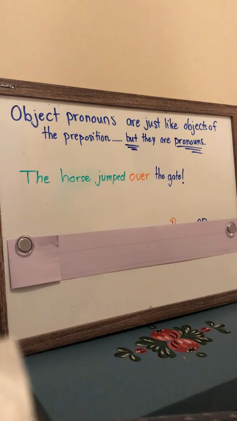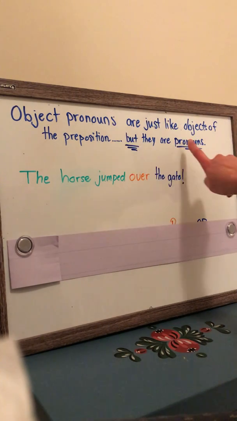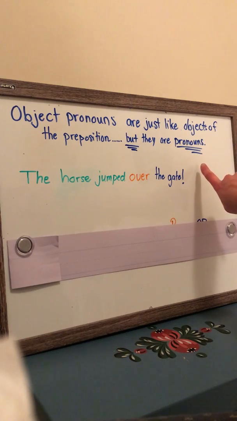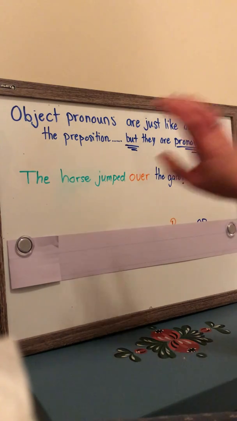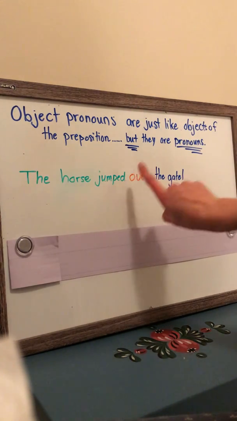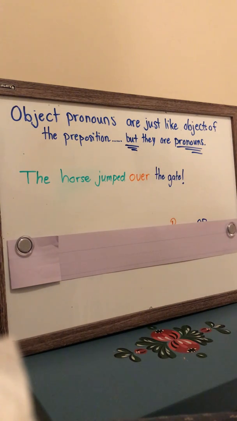So normally when we have a preposition, we have an object of the preposition that follows it, and that object of the preposition is always a noun. But today, we're going to be changing it into a pronoun. So let's start with a sentence. The horse jumped over the gate. Can you guys spot which word is the preposition?